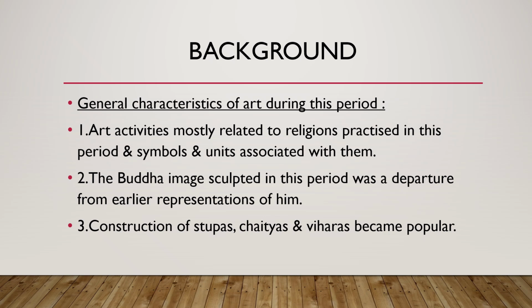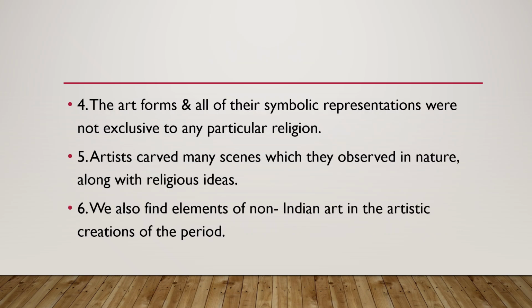The construction of stupas, chaityas, and viharas became popular. The art forms and all of their symbolic representations were not exclusive to any particular religion. Similarly, we find that the artists carved many scenes which they observed in nature along with religious ideas. These are examples of secular art forms. Also, because of regular interactions with other cultures in this period, we find elements of non-Indian art in the artistic creations of the period.